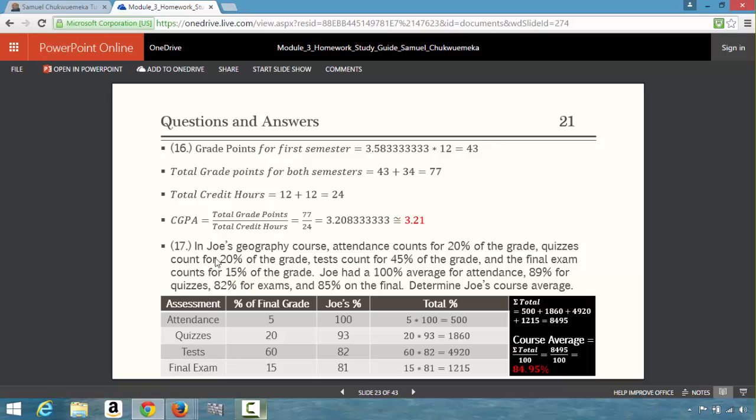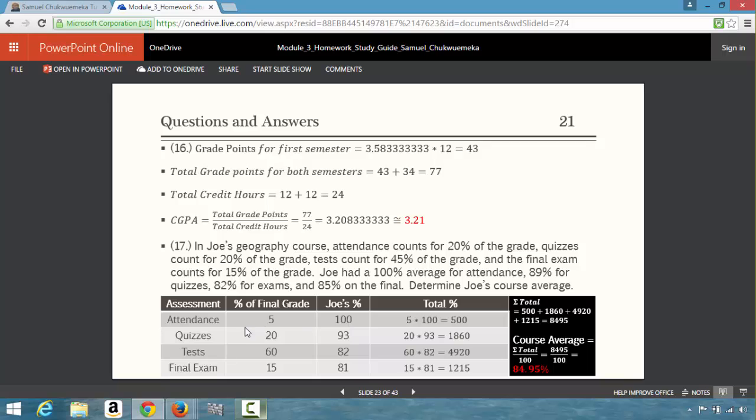Another application of this is that for some professors, in their syllabus, they do a weighted average. Yes, I also do a weighted average, although I don't give points for attendance. But let's say that this professor has an assessment like this. Attendance counts for 5% of the final grade. Quizzes count for 20% of the final grade. Tests count for 60% of the final grade. And the final exam counts for 15% of the final grade.